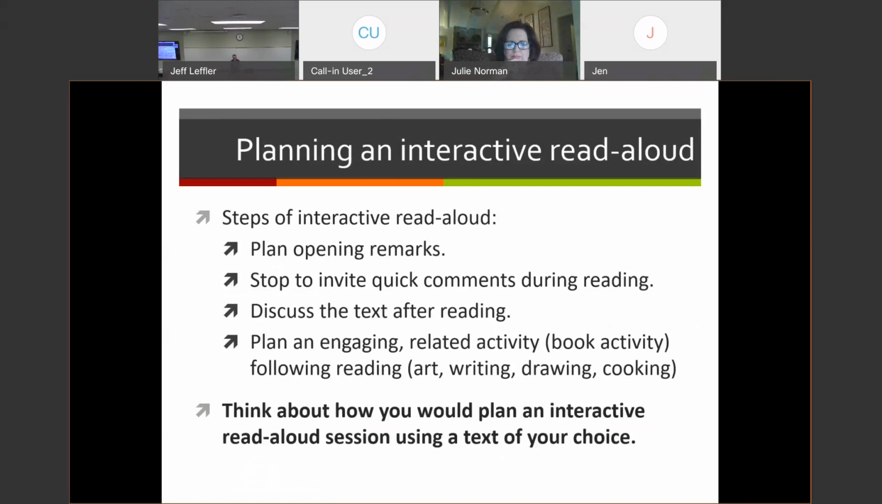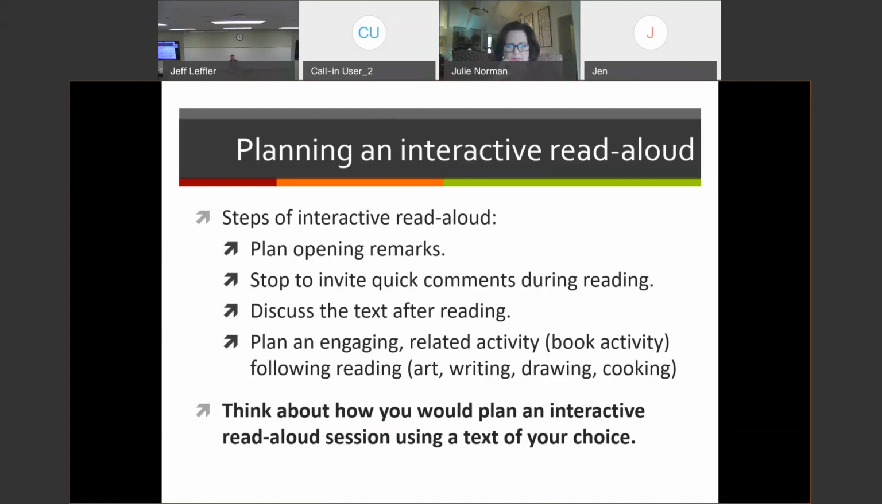So when we're thinking about doing an interactive read aloud with our children, there are some steps that we want to go through. You want to pick up a book that you want to read, and you look at the book and think, what are some things I want to say before we read that's going to help us understand the book? So this book is The Bear Ate Your Sandwich.